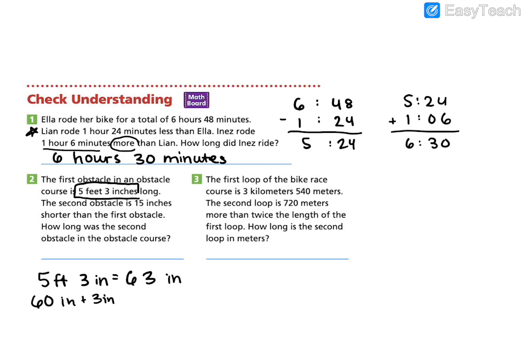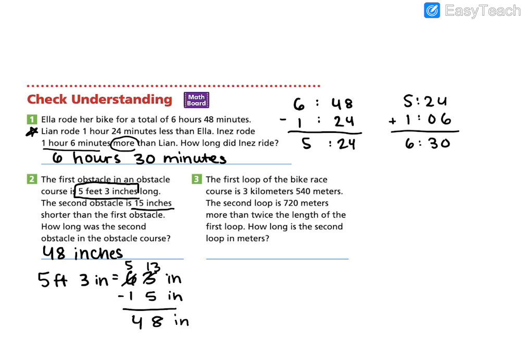Now, we know that the second obstacle is 15 inches shorter. So we need to subtract 15 inches from our 63 inches. Right? So you should have found that it was a total of 48 inches. The second obstacle is 48 inches long.